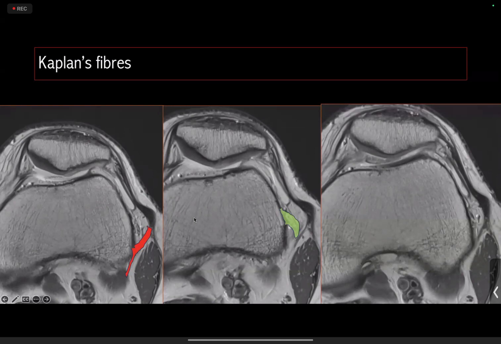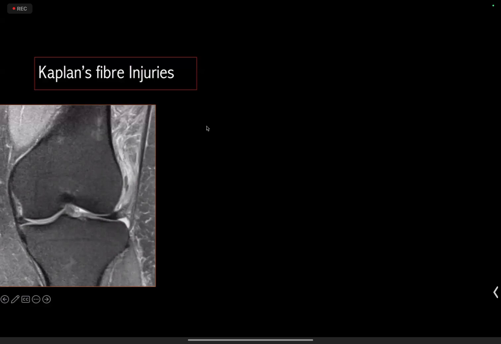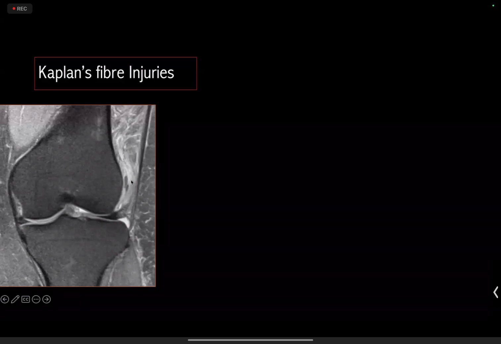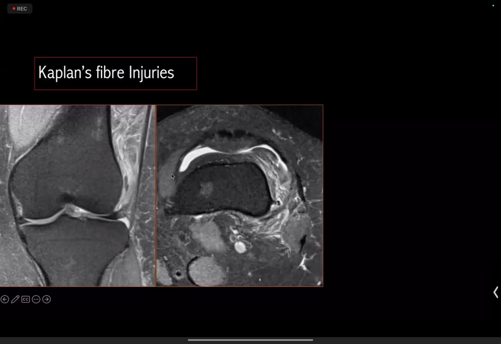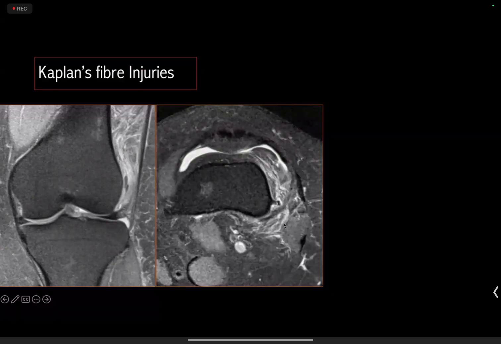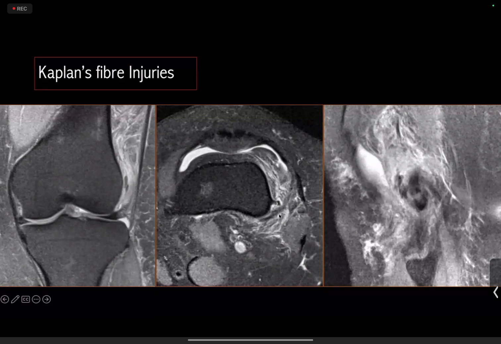Those Kaplan fibers would be surrounded by fat, and if they are normal, they would be flimsy and sharply defined. In cases of injuries, if our technicians have included some higher up cuts in cases of an ACL tear, we may find injuries of those fibers. So these are the areas which are affected because of the direct injury to the lateral side, and we can appreciate the torn or the sprained ligaments of the Kaplan's fibers.